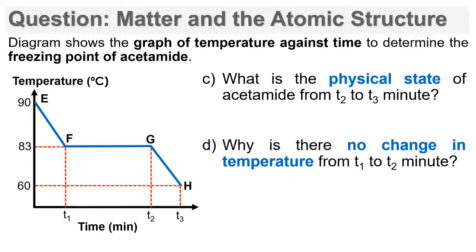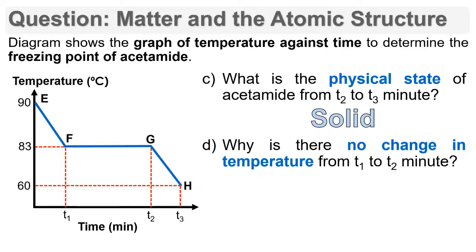C. What is the physical state of acetamide from T2 to T3 minute? As discussed in the previous question, from T1 to T2 minute, acetamide liquid freezes to solid at 83 degrees Celsius. At T2, freezing process has completed. Therefore, from T2 to T3, acetamide exists as solid. The answer, solid. D. Why is there no change in temperature from T1 to T2 minute?